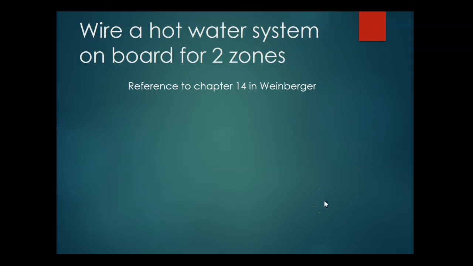Okay, sorry about that. So these are the objectives. Again, we'll wire a hot water system on the board with two zones. This is the reference. If you have the Weinberger oil burner technician book or Wall's Burner Heat, Residential Oil Heat, probably this is going to be chapter 14.